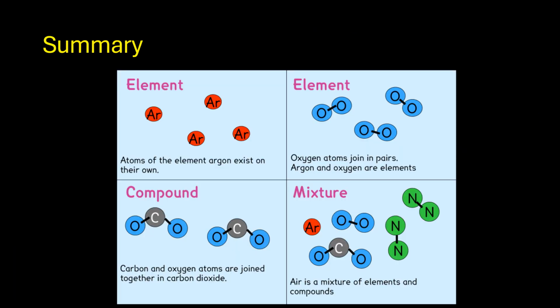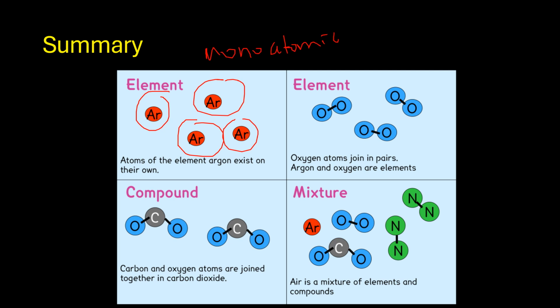In summary, we have elements which are made up of just one type of substance. You can have elements like argon, which is a noble gas. It's just existing in a monoatomic space. So monoatomic means just one type of atom floating around, argon on its own, argon on its own, just floating on its own. And then you also have elements that are made up of molecules, like oxygen having a covalent bond with oxygen. And this is diatomic, so two atoms bonding together. But it's still an element because it's made up of the same type of substance.